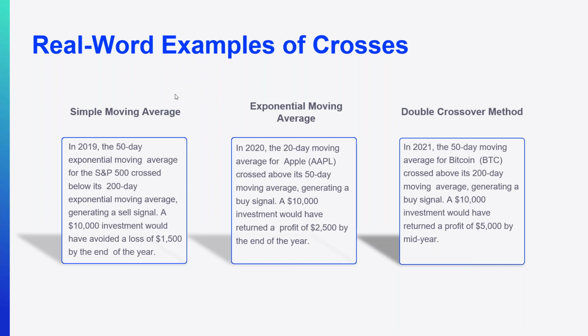Now, in 2020, another signal: the 20-day moving average for Apple crossed above the 50-day moving average, generating a buy signal. So this could be considered a golden cross, but we're looking at different periods. A 10,000 investment in this case would have returned a profit of 2,500 by the end of the year. This is a 25% increase, guys.